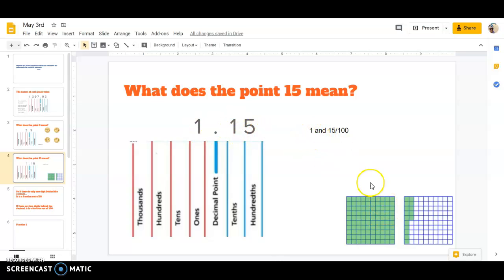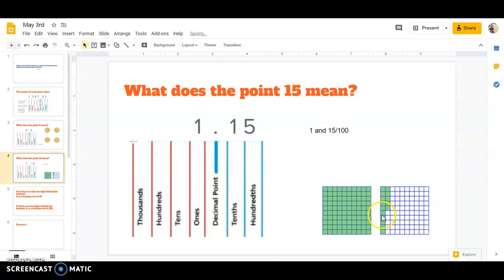This fraction is how many of these squares are completely colored in green. One of them is completely colored in green. And how many of this square is colored in green? Well, only a fraction of it is colored in green. 15 pieces out of 100. So we would call that fraction, that mixed number, 1 and 15 hundredths. How would we say this decimal?